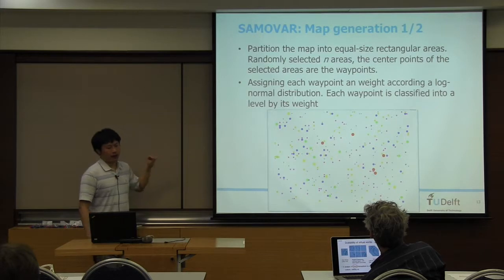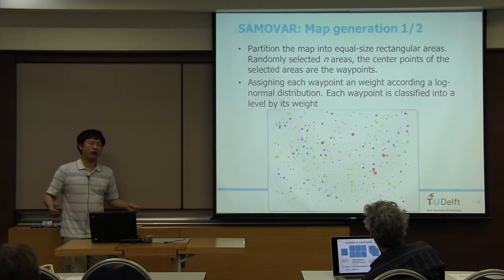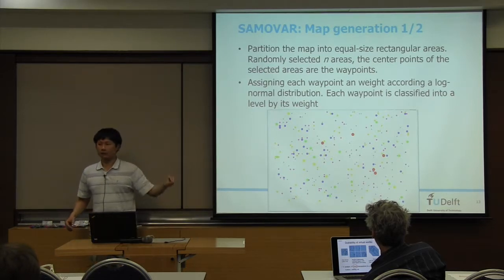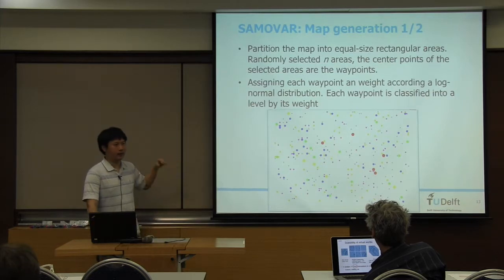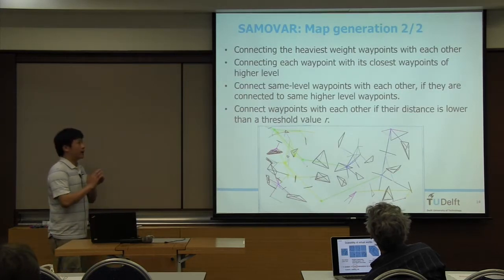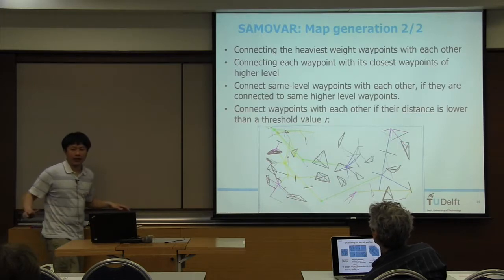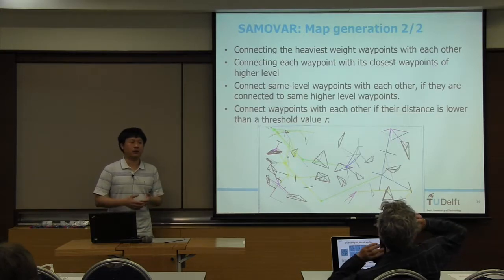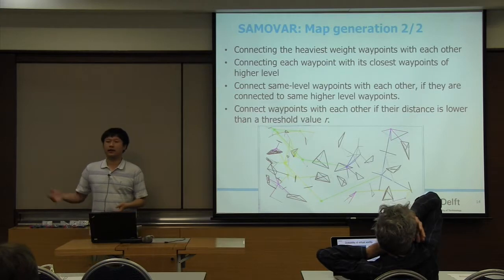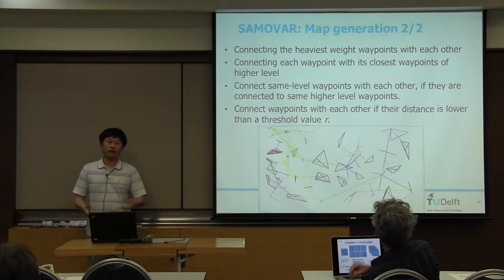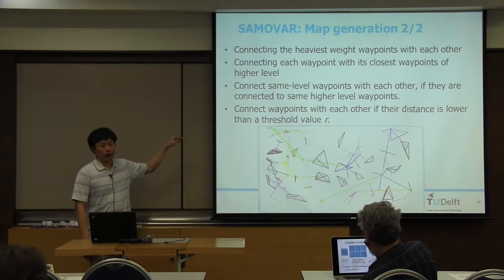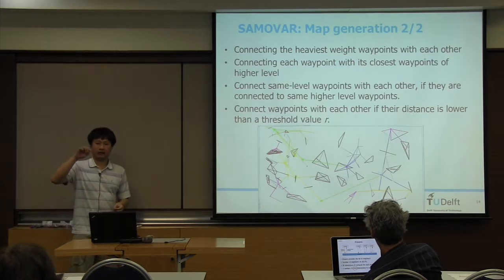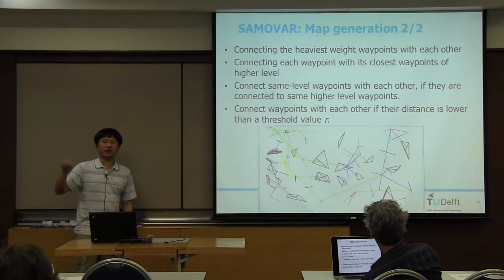After we give each waypoint a weight, we assign a level to different waypoints according to its weight. And the level is important to determine the path connection. Then we connect the highest-level waypoints with each other. This resembles real-world cases, where most of the big cities in the world have really dynamic life. Next, we connect each waypoint with its closest waypoints of higher level. This resembles how smaller surrounding cities always connect to these bigger central cities.